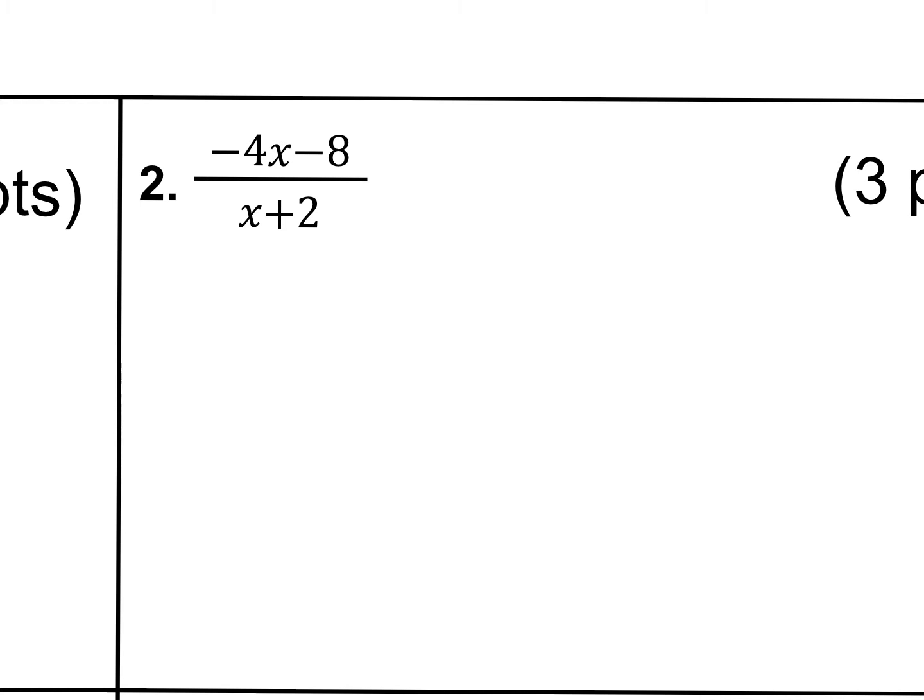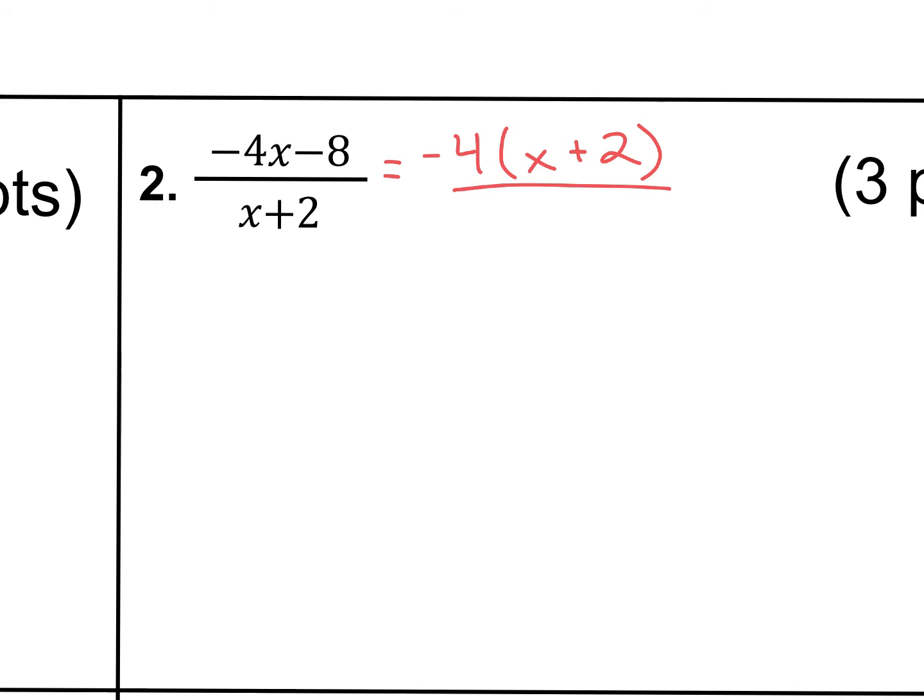Okay, so we start with the top. Can we factor the top? Can we do anything there? Can we take out a number? Yeah, we could take out a GCF of -4. They both have a -4 in common. When I do that, I just divide both terms by -4, and what's going to be left? x plus 2. Perfect. And it is a positive 2, right? Because -8 divided by -4 is a positive 2.